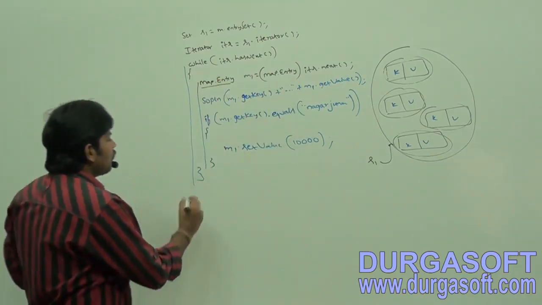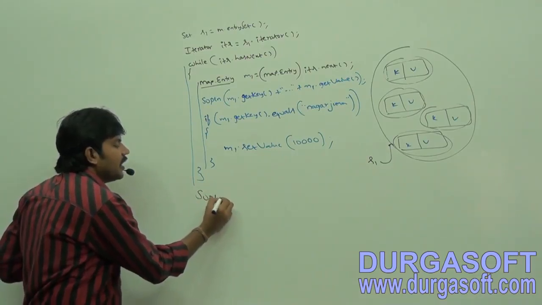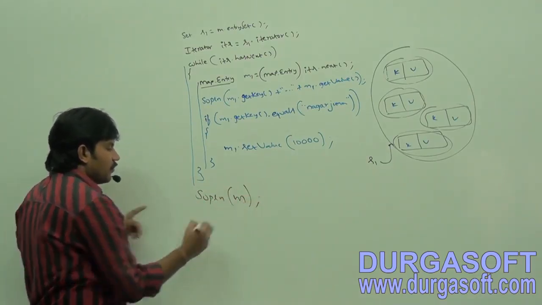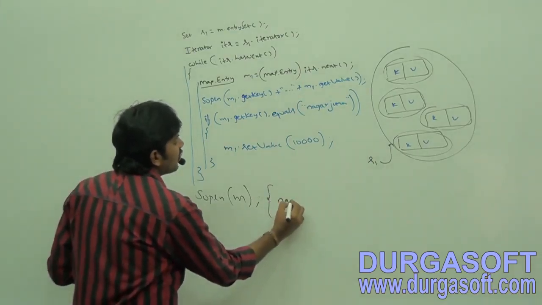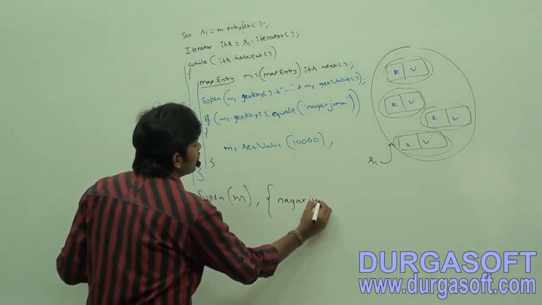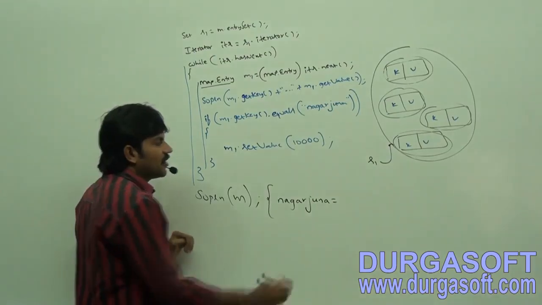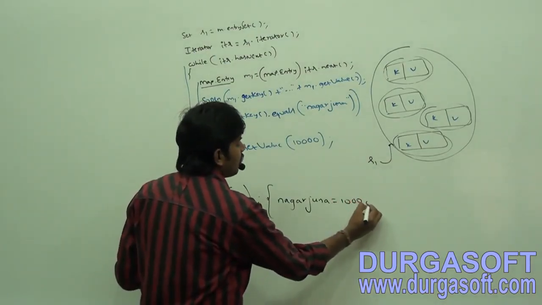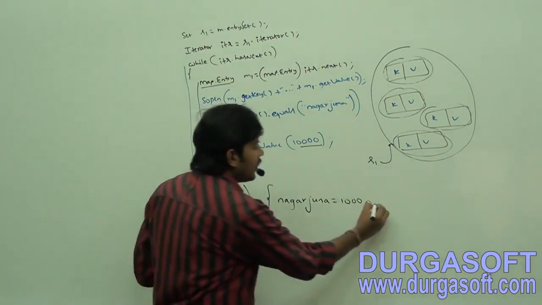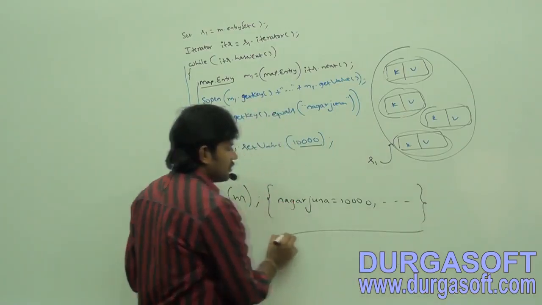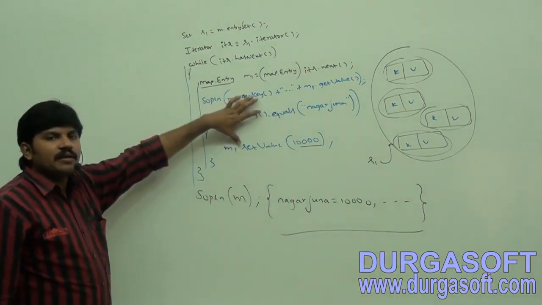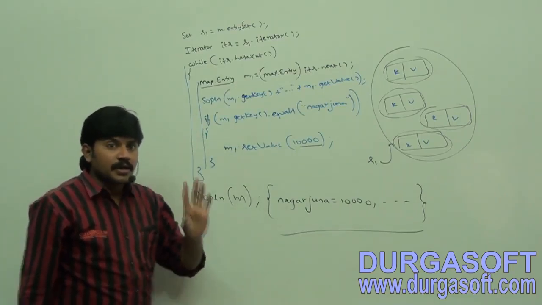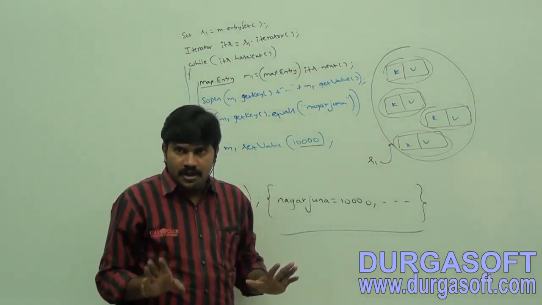Next, let me print at last once again SOP of m. Boss, can you please print the map once again? Now, do you know what is the value associated with Nagarjuna? It is 10,000, because we changed it here, and the remaining things are as they are. Any explanation required about this one? That's all. These are the methods you can apply on an entry object. Not required to keep any explanation, right?